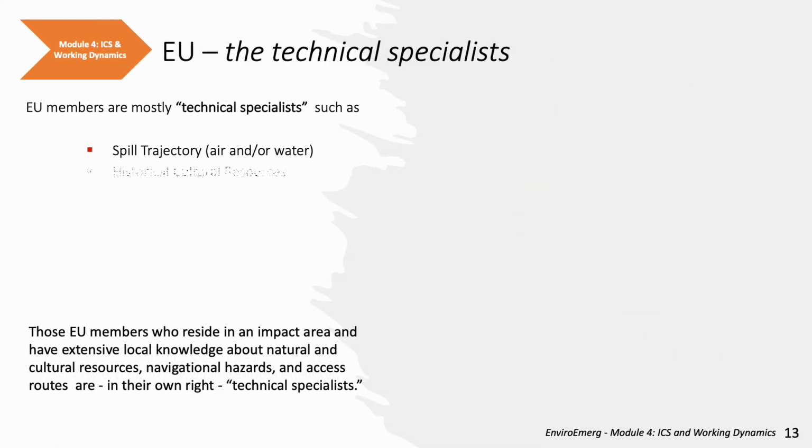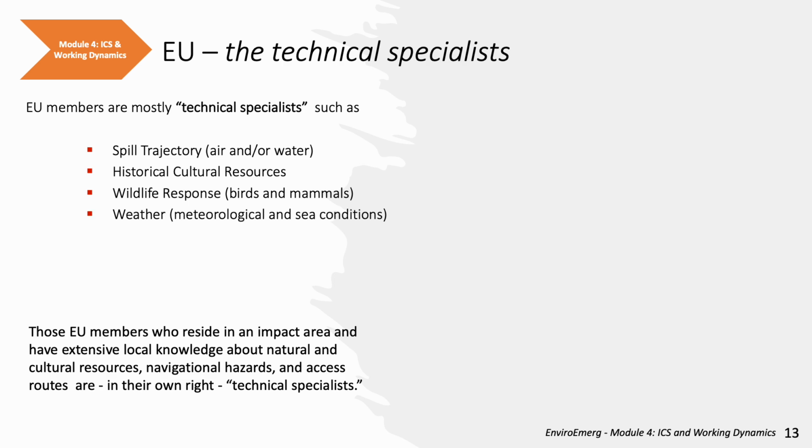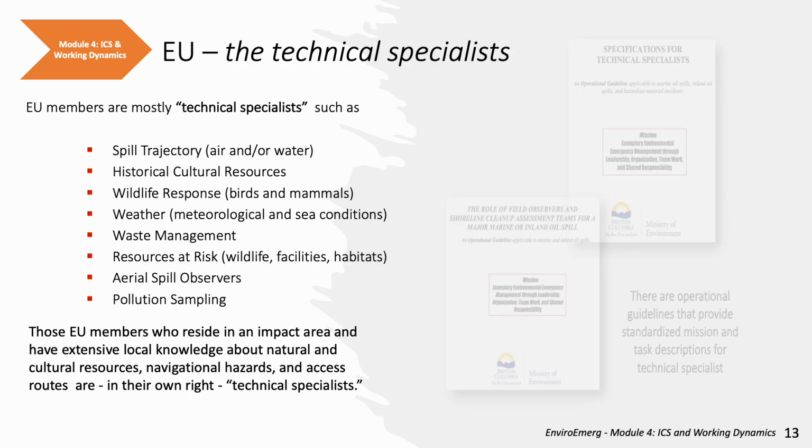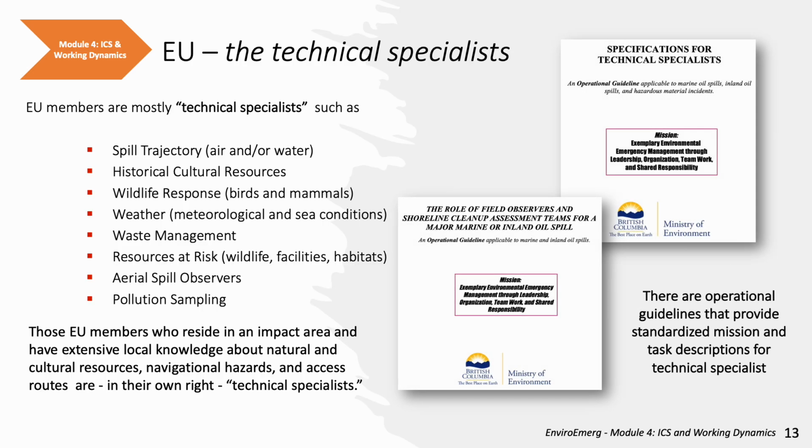Environmental unit members are mostly technical specialists, a term used in command systems. These specialists can be in spill trajectory, historical cultural resources, wildlife response, weather, waste management, resources at risk, aerial spill observers, pollution sampling, and several others. Those environmental unit members that reside in impact areas, such as the First Nations, and that have extensive local knowledge about natural and cultural resources, navigational hazards, and access routes are, in their own right, technical specialists. There are operational guidelines that provide standardized missions and tasks for technical specialists.